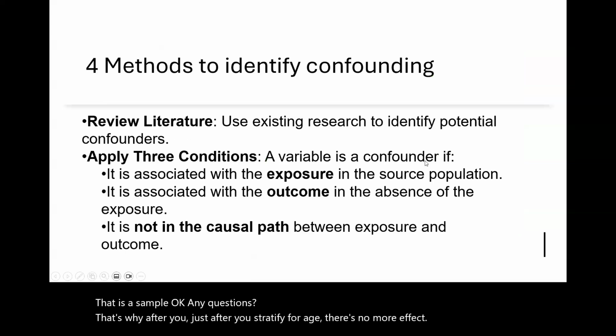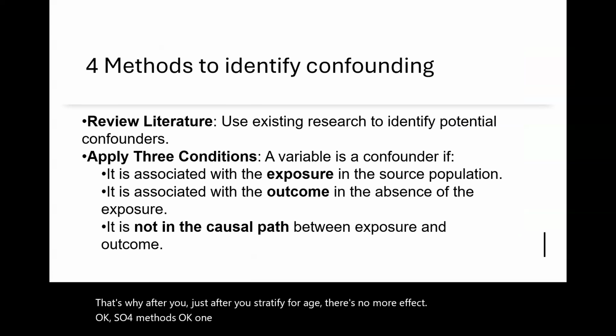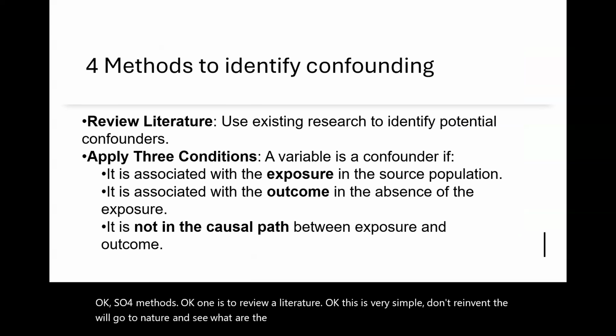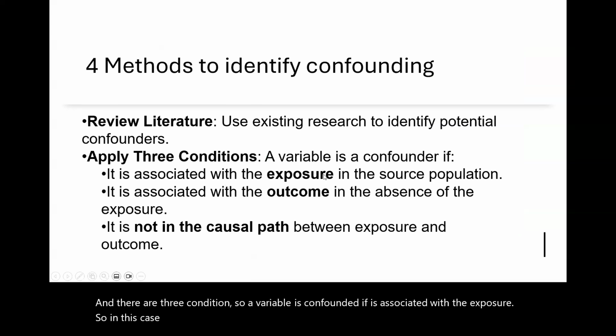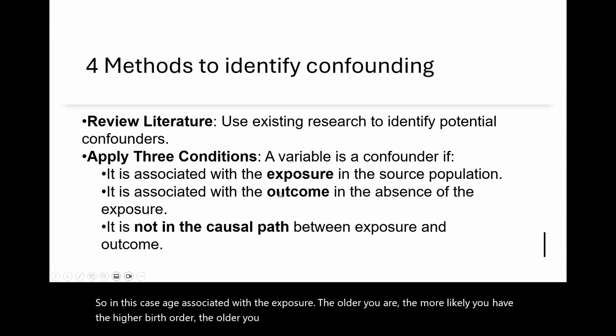So there are four methods. One is to review the literature. This is very simple. Don't reinvent the wheel. Go to the literature and see what the common confounders are. Usually it's age, gender, all these are confounders. And there are three conditions. A variable is a confounder if it's associated with the exposure. In this case, age is associated with the exposure. The older you are, the more likely you have a higher birth order. The older you are, the more likely you have a child with Down syndrome.